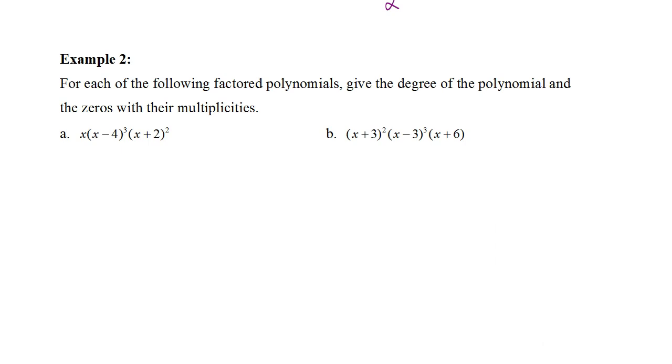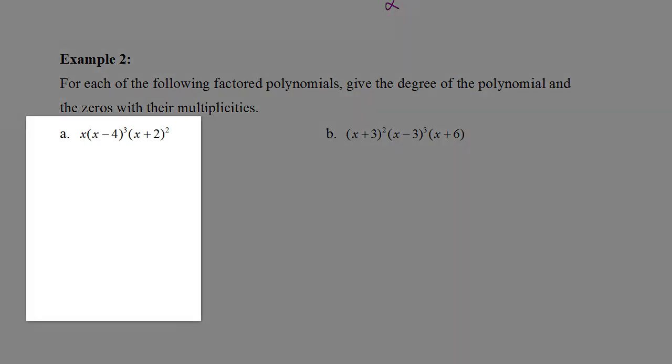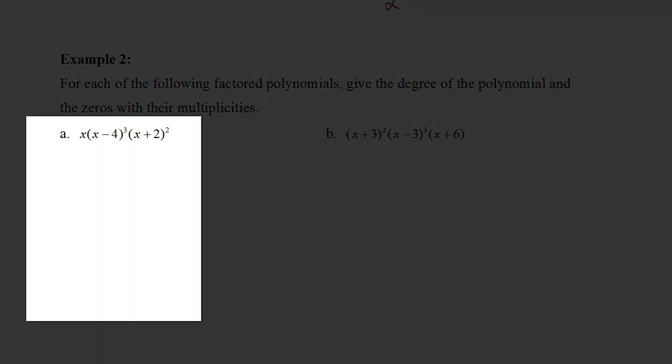Okay, so let's end by looking at these last couple of examples. It says, for each of the following factored polynomials, give the degree of the polynomial and the zeros with their multiplicities. Well, this is in factored form. So in order for me to figure out what the degree would be if it were in standard form, I do not want to have to multiply all this together. And we don't have to.